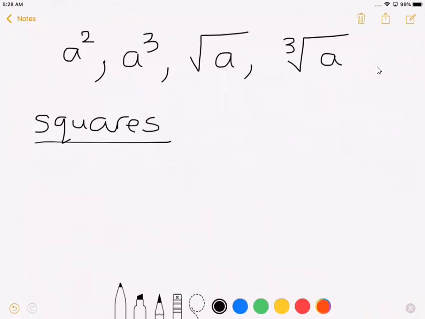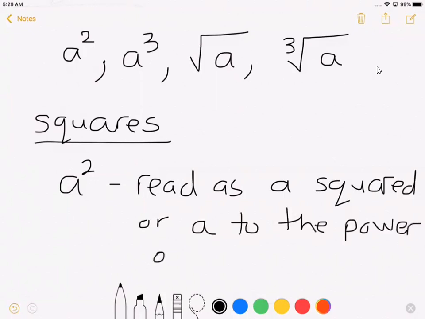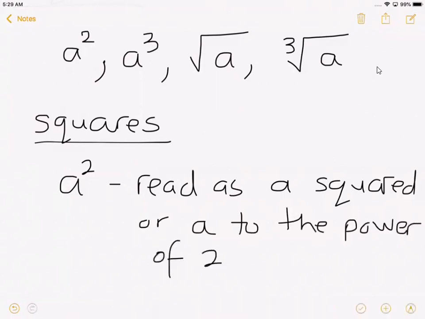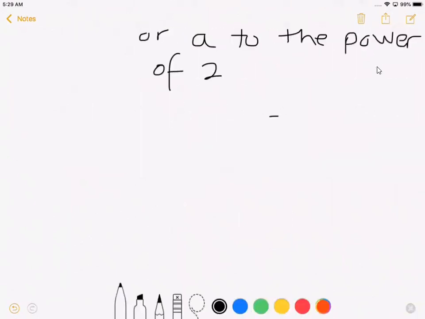How do you write a square? You write it like this and you read it as a squared, or a to the power of 2. But what does that mean if we say a squared?